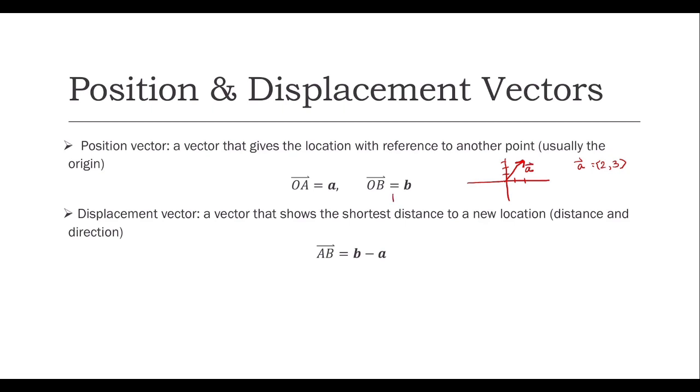And that's the same thing if you had some point B. So if our point B was at negative 3, 2, then B would be over here. Negative 3, 2.